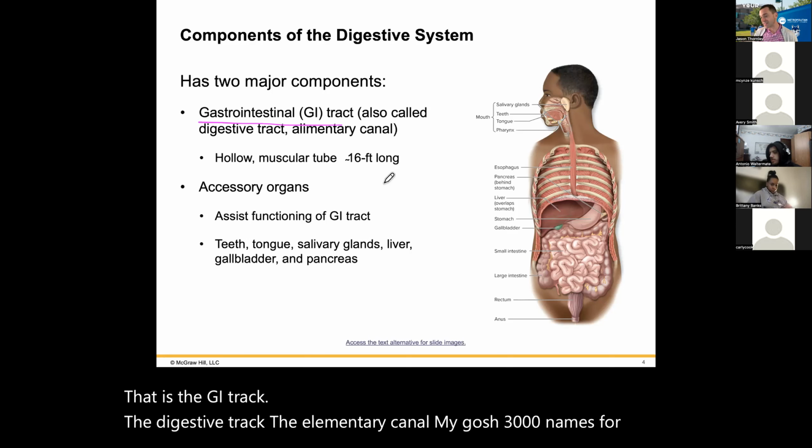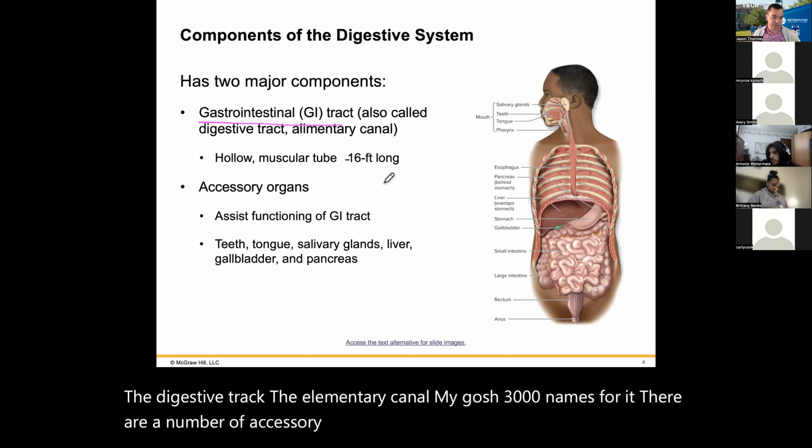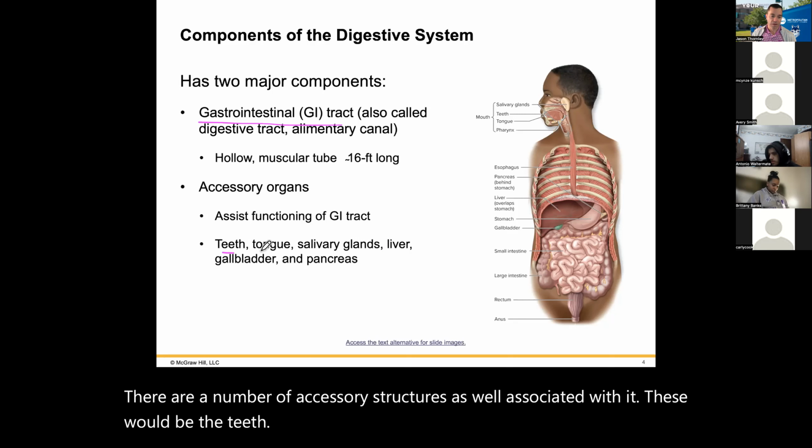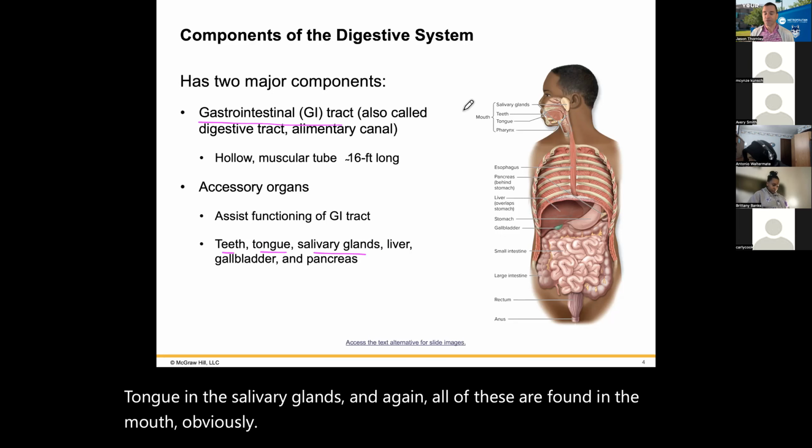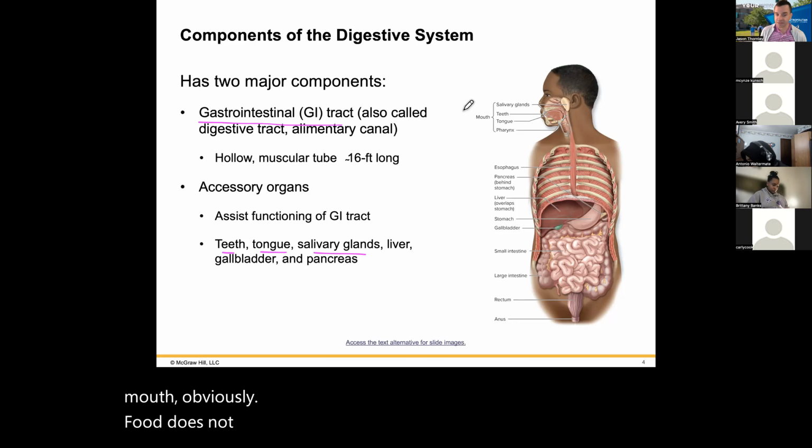There are a number of accessory structures as well associated with it. These would be the teeth, tongue, and the salivary glands. And again, all of these are found in the mouth, obviously. Food does not travel through these things. They are there to assist the tube in order to work.